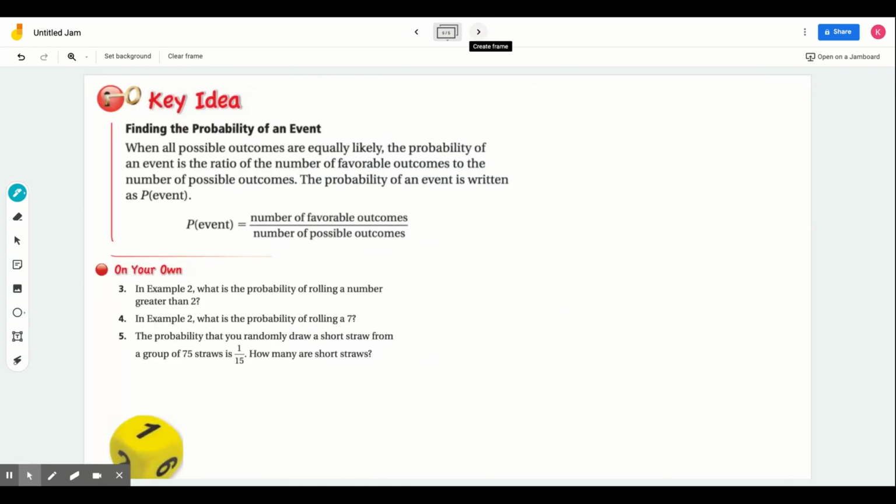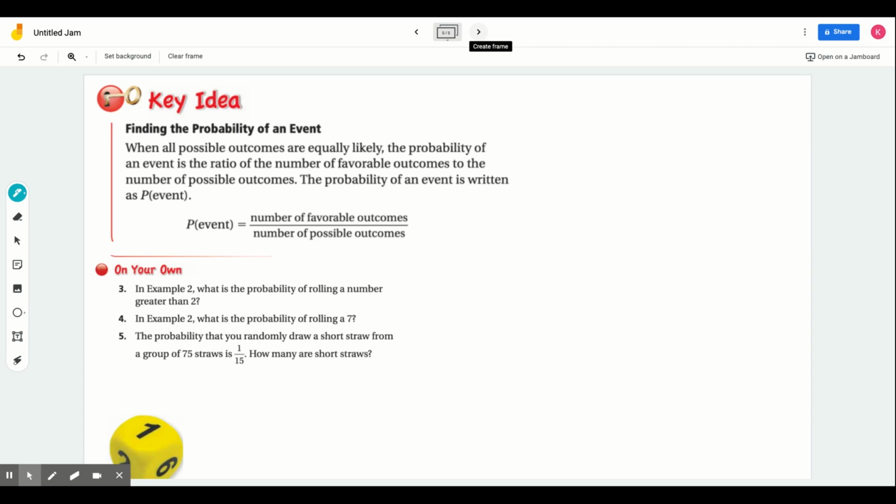Now, finding the probability of an event. When all the possible outcomes are equally likely, the probability of the event is the ratio of the number of favorable outcomes to the number of possible outcomes. The probability of an event is written as P of the event is equal to the number of favorable outcomes over the number of possible outcomes.